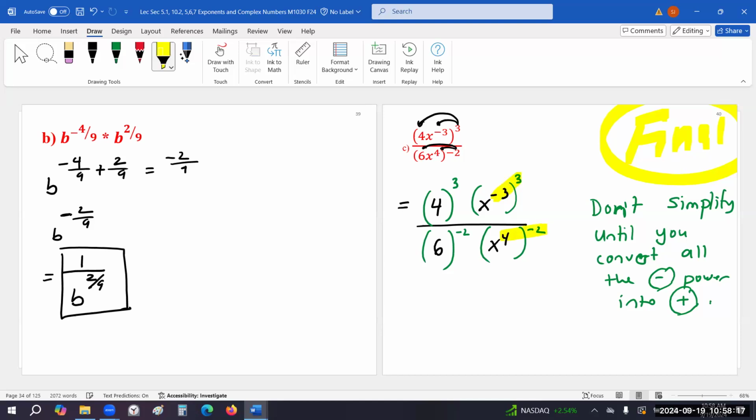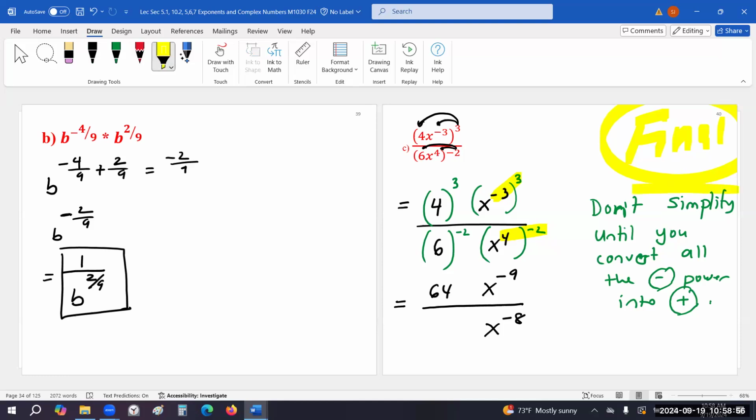So first for this, we can simply apply the exponent rules. And 4 has no problem, right? It has positive 3 power. So we can simplify that also. What is 4 to the positive 3 power? 64. And what is x to the negative 3 power with another 3 power? Negative 9. What is the denominator? X to the 4 power with a negative 2 power? X to the negative 8.